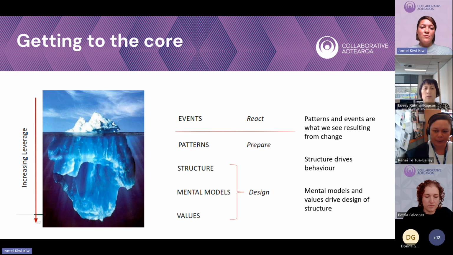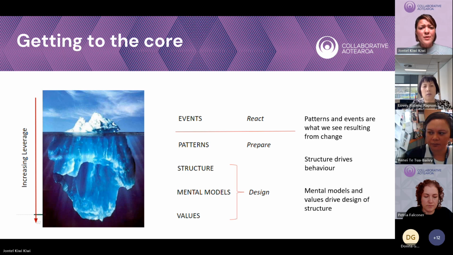However, when we're talking about real change, then we need to look at the structure of the system, the mental models, so those values, and also our core beliefs. And that's where we need to look at the design of the system that we have, because if we make real meaningful changes here, then we are going to see a change in the patterns, and then we will see a change in the events, which is what we're aiming for when we're instigating change.